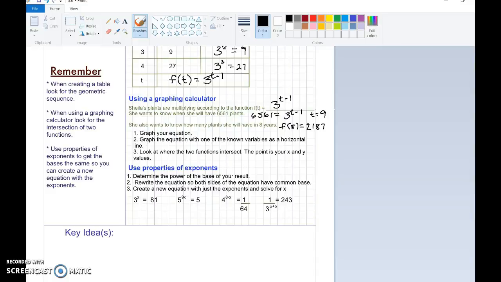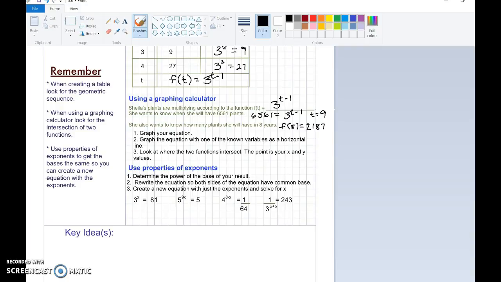Okay, welcome back. And now we're going to do this last section on solving exponential equations. We're going to use what we know about properties of exponents to go ahead and isolate our x. So I have the three steps that we're going to do.